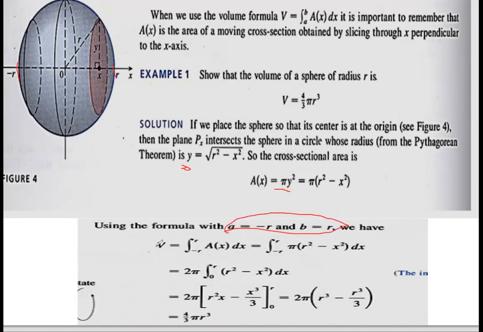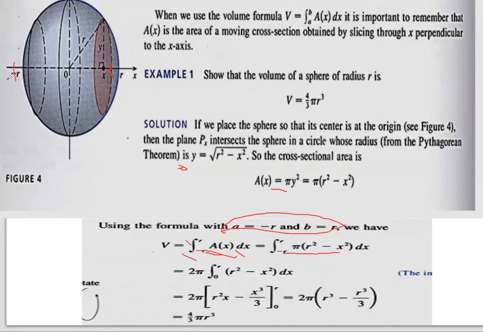So your volume then is the integral of the area with respect to x from negative r to r. We got our area expression to be pi times r squared minus x squared. Notice how they take the pi and put it in front. And notice they multiply by 2. You know why? Because the volume really is symmetrical. So no need to calculate from minus r to r. Do from 0 to r and multiply by 2. And that's what they did here.